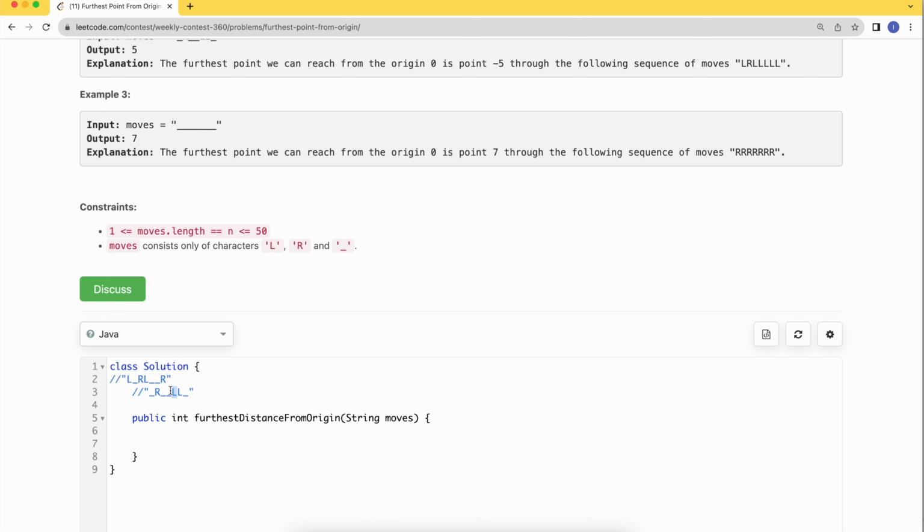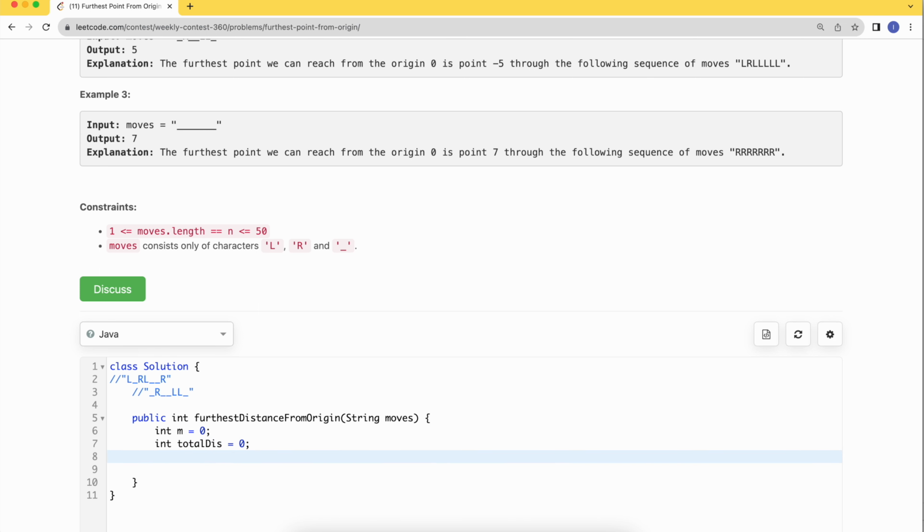We'll count the number of L's, we count the number of R's. That will cancel out each other, and then we'll add up our dashes, because I can fill with the remaining L's or R's. So let's have it as the moves counter, and the total distance I can travel is initially 0.